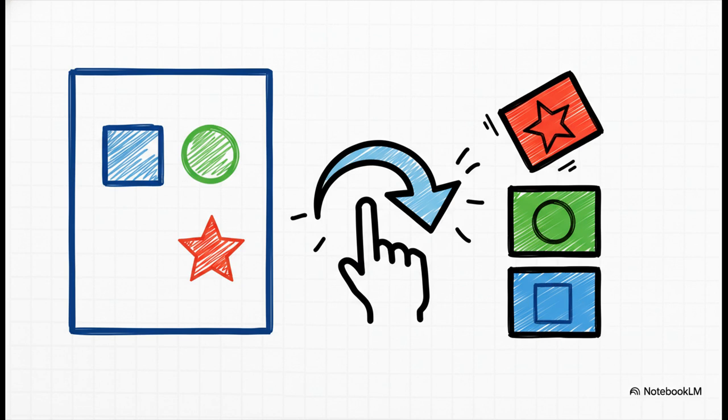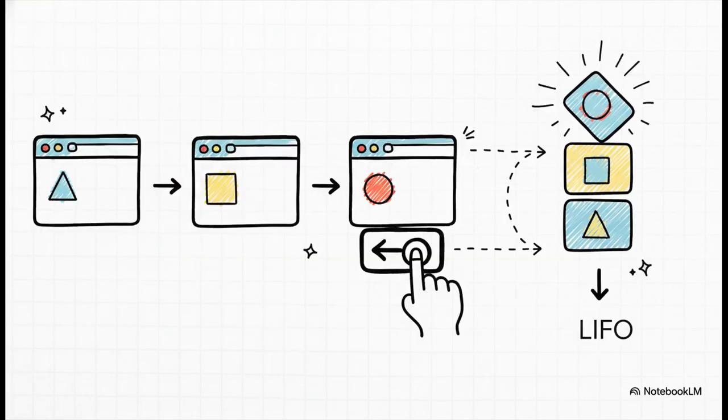And it's the exact same principle with your web browser's back button. You visit one page, then another, then a third. That third page is now sitting on top of your history stack. When you hit back, what happens? Boom, you pop that last page off, and you're looking at the second page again. It's a perfect LIFO system for navigating backwards.